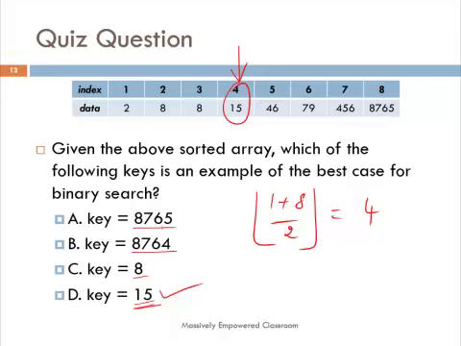8765 is perhaps the worst case. It is not the best case at all, because it's at the end of the array. This element doesn't even occur in the array. So that would also require log n comparisons to determine that it does not occur in the array. This element occurs somewhere in the middle. So the best case for binary search is where the element you are looking for is actually present at the midpoint of the array. So in this case, the correct answer is D, 15.